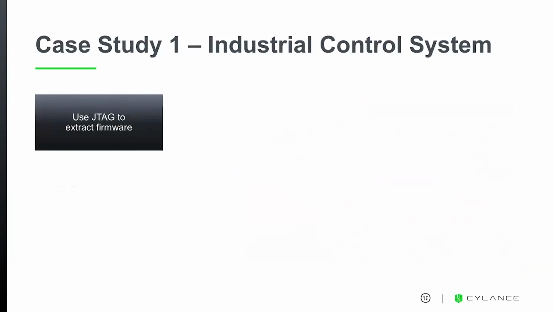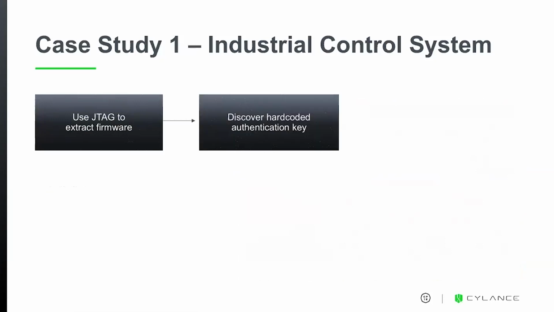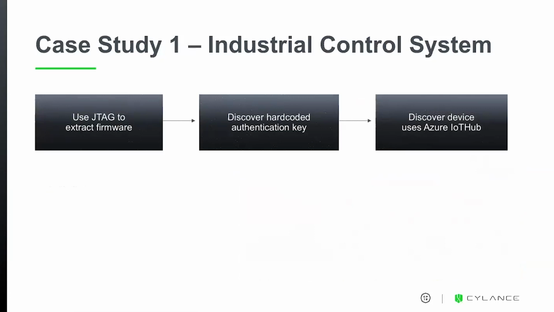So the first step was we utilized JTAG to extract the firmware from it. We were able to connect up using a JTAG probe, and communicate and dump the contents of flash memory to extract the firmware. The next thing we did was we discovered that it utilized a hard-coded authentication key. In this case, it was connecting to an Azure backend, so it used what's called a shared access key, which is a symmetric key authentication scheme.